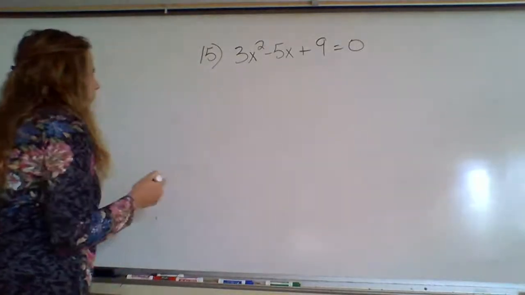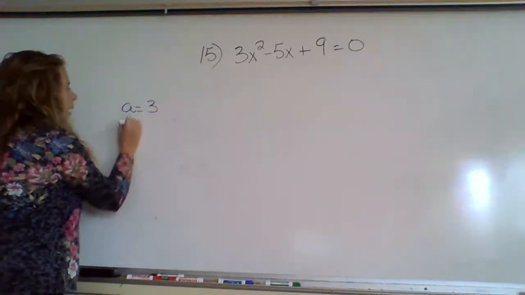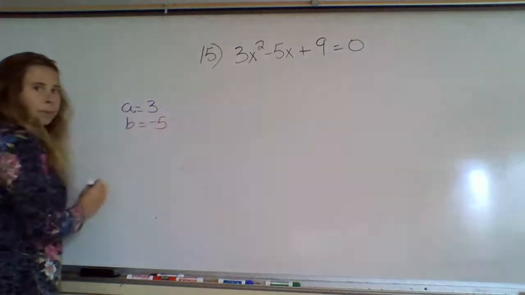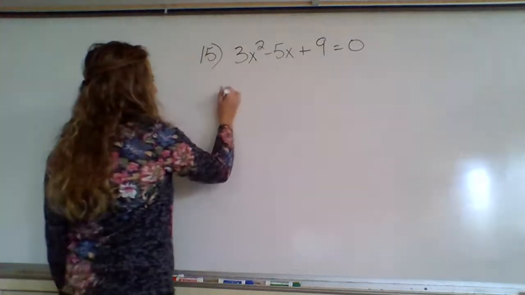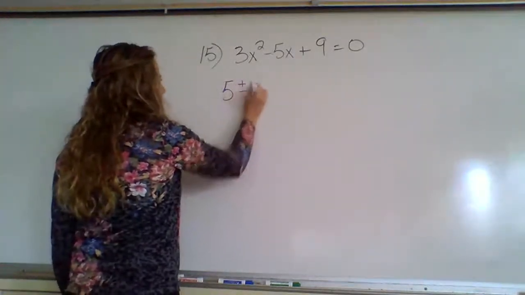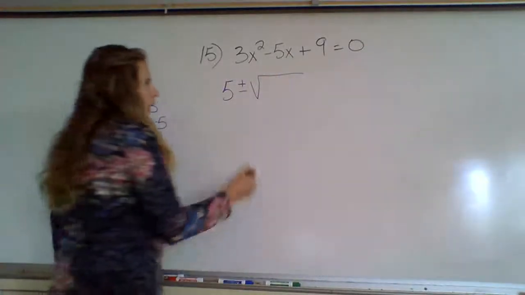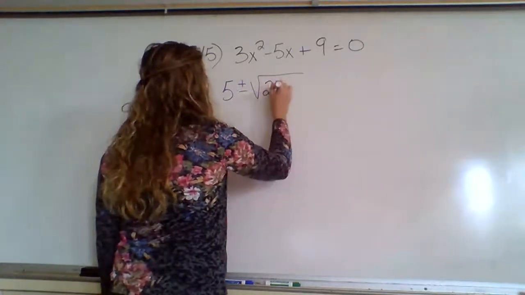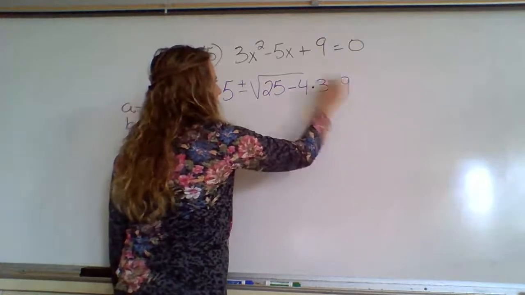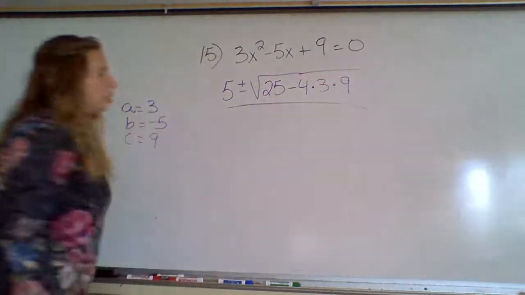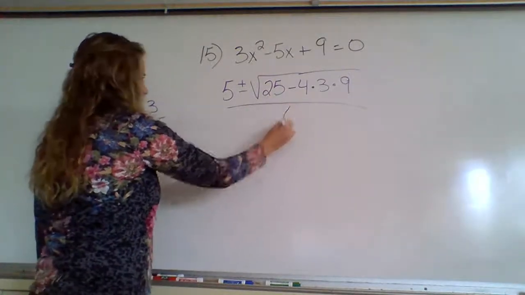So where are we? A is 3, B is -5, and C is 9. Here we go. So it's going to be 5 plus or minus the square root of B squared, which is -5 squared, -5 times -5 is 25, minus 4 times A, which is 3, times C, which is 9, all over 2 times A, which is 2 times 3, which is 6. All right?